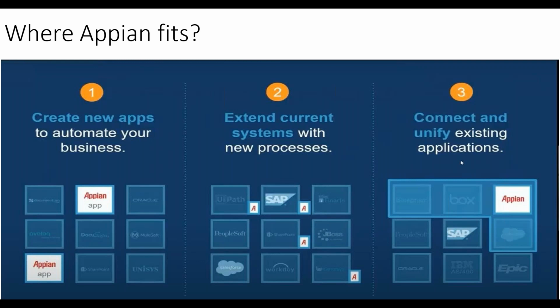They have given you the objects where you can easily connect Appian applications with any third-party applications. You can extend your current system with the new process. If you want to convert your existing application to Appian, you can do that too. And Appian also definitely helps you automate it. Any questions, Sirish?